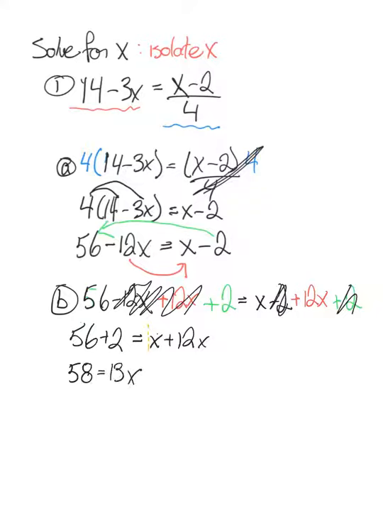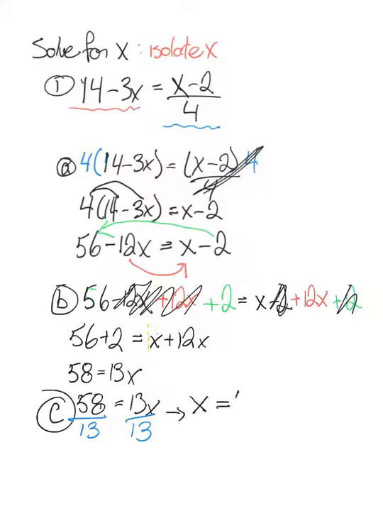And the last step to do is to solve for your x. Since you want x all alone, you want to divide both sides now by 13. So 58 equals 13x, and you divide both sides by 13, which implies x equals 58 over 13.